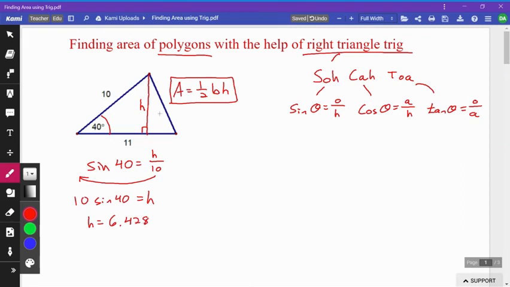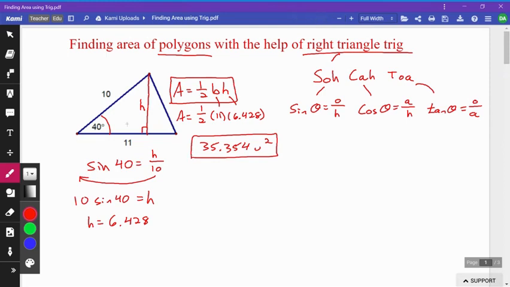So right now I have everything. I have 1/2, the base is going to be 11, and the height is going to be 6.428. Multiply all that out, and that will give me 35.354 units squared. And that is going to be the area of the entire triangle, in which I could find by getting the height from trig multiplied by the base, divide by 2, and that gives me the area.